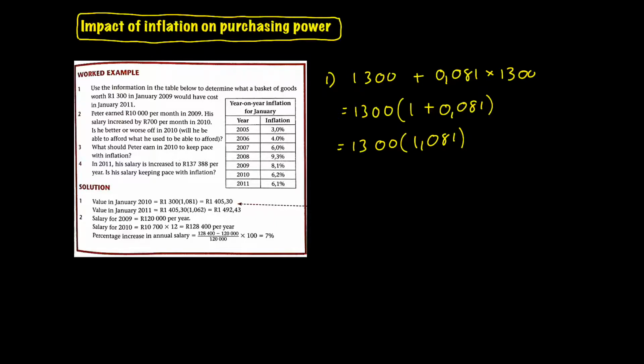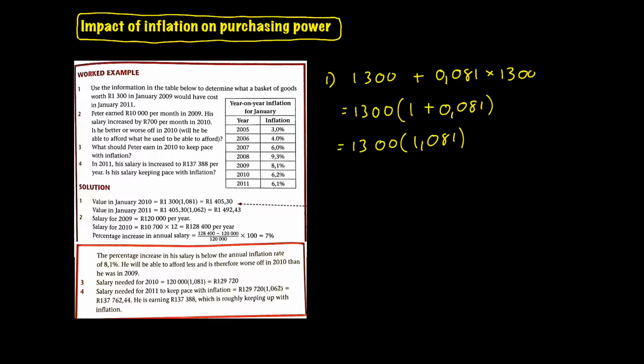Right, so question 2 in the solutions, we see that his salary was 120,000 Rand a year. Okay, because if you earn 10,000 Rand a month, that's 120,000 Rand a year. His salary for 2010 is 10,700 times 12, which is 128,400 per year. So in other words, the percentage increase in his annual salary, we could work this out. Remember, it's new minus old over old times 100 gives us a 7% increase in his salary.